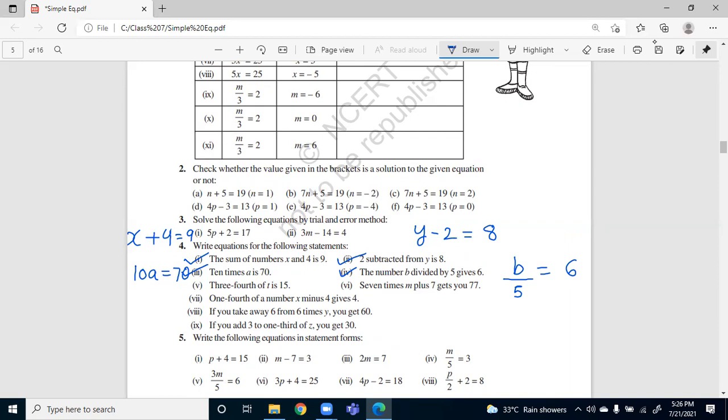Ma'am, done. Okay, so let's proceed to the fifth one. 3/4 of t. So 3/4 means 3 upon 4, of t. Of means multiply. So it is 3 upon 4 times t is 15. So 3/4 means 3 upon 4, of means multiplication with t, so 3 by 4 t, and 'is' means the equal sign, 15.